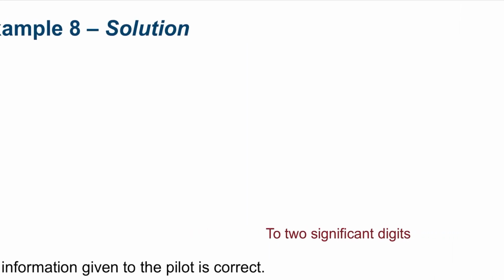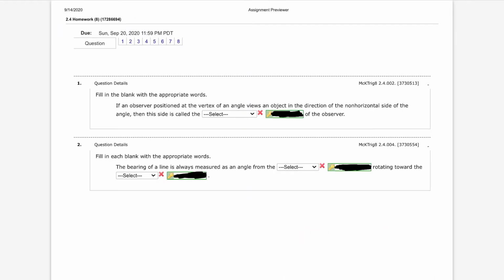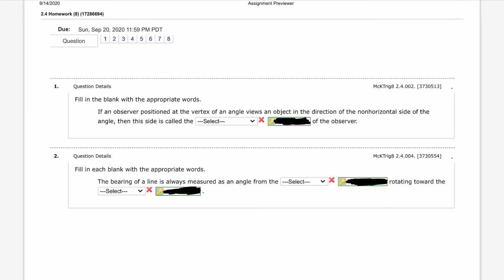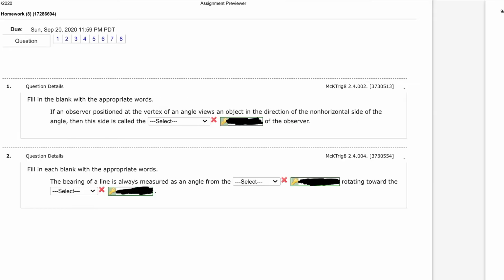All right, that does it for the lecture notes. Now let's move on to the homework. Here's the homework. I will leave you guys to these two problems here, which are basically definitions or fill in the blank problems.